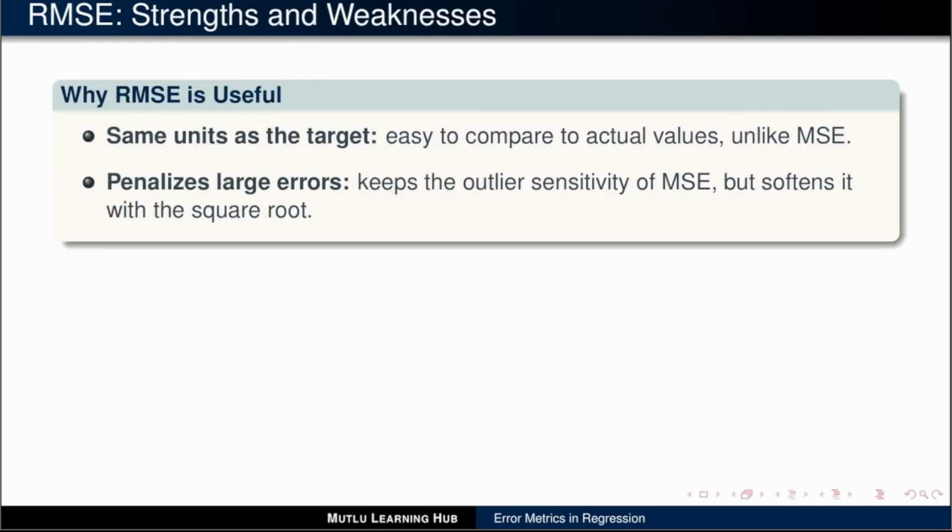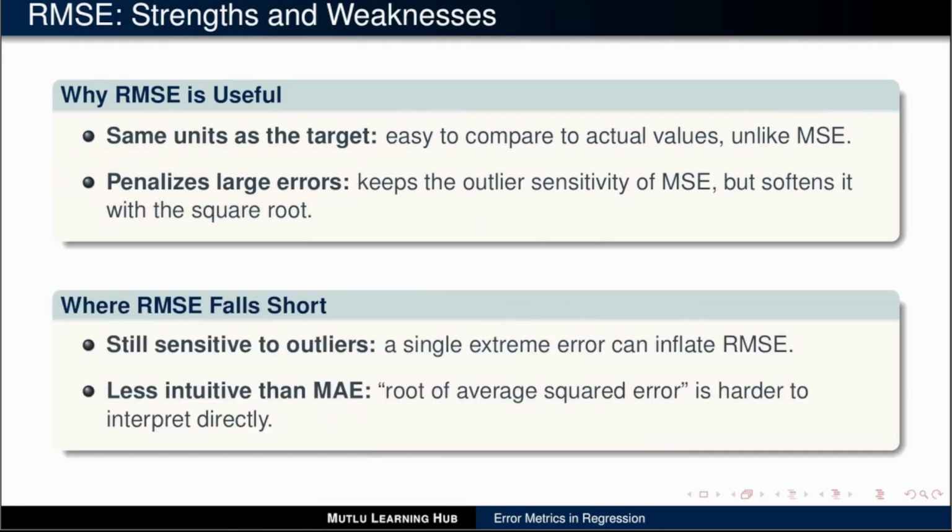Root mean squared error is great when you want a balance. It's the same units as the target and penalizes large errors. But it's still sensitive to outliers and it's less intuitive than mean absolute error.